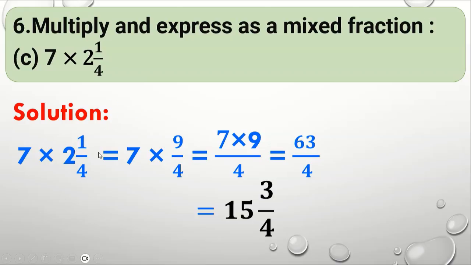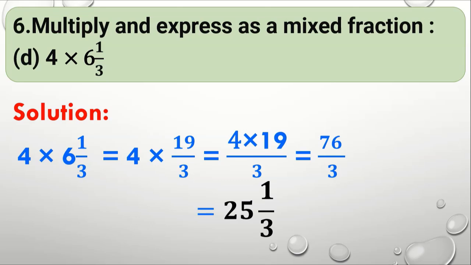7 into 2 and 1 by 4. So 7 into 9 upon 4. 7 nines are 63 upon 4. So 63 upon 4 as a mixed fraction, we will get 15 and 3 by 4.